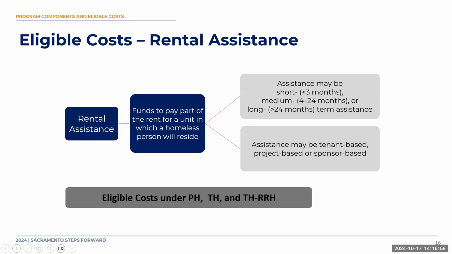So for projects with rental assistance funds, these can be used to pay for renting a unit, which can be short, medium, or long-term. And it can be used tenant-based, project-based, or sponsor-based. The different types, length, and requirements of the rental assistance differ depending on the program component. So based on what is listed in your project application and what's been approved, that's what you'll be using for the specific rental assistance. Next slide.